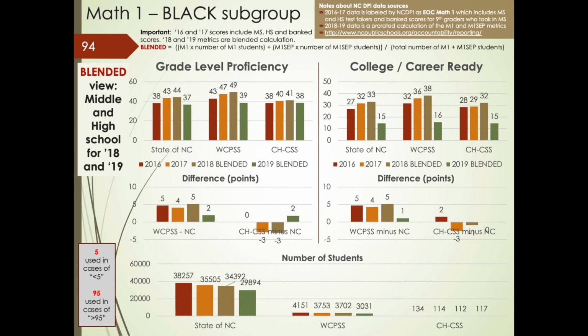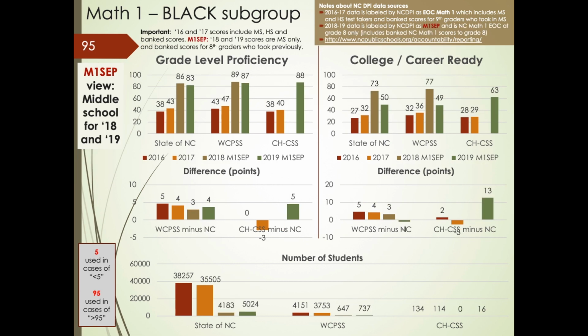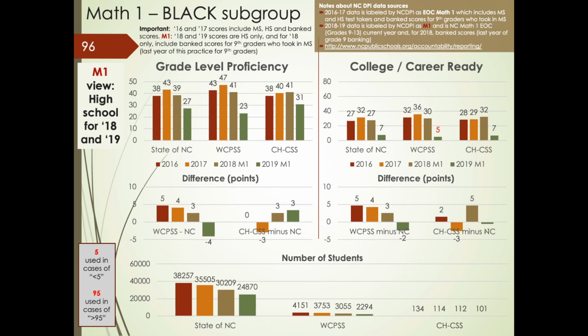This is the black subgroup. Again, we're starting back with blended, so we're showing a similar layout, similar format. And again, I think the focus here is on the change in time. I think that's what we should be looking at. This is the M1 SEP metric. And then last but not least, the M1 view. Again, we were ahead of the state point-wise in 2018, now behind the state in the M1 view for black students in that subgroup.